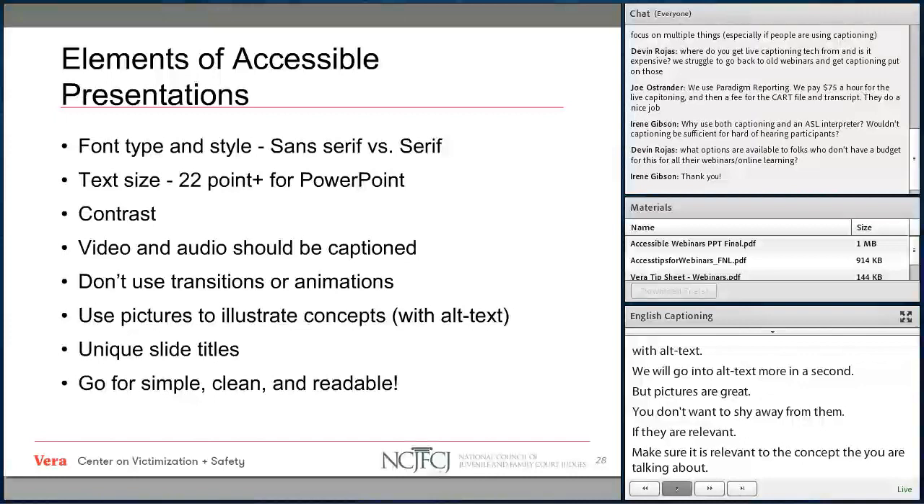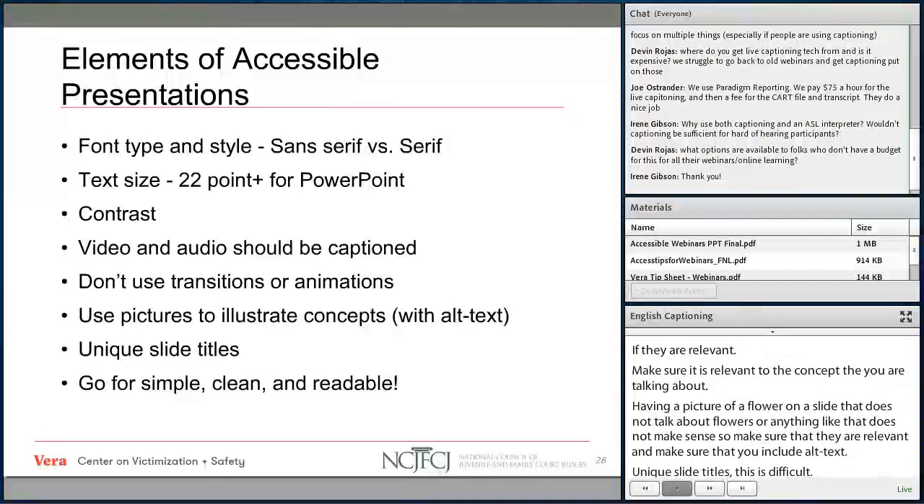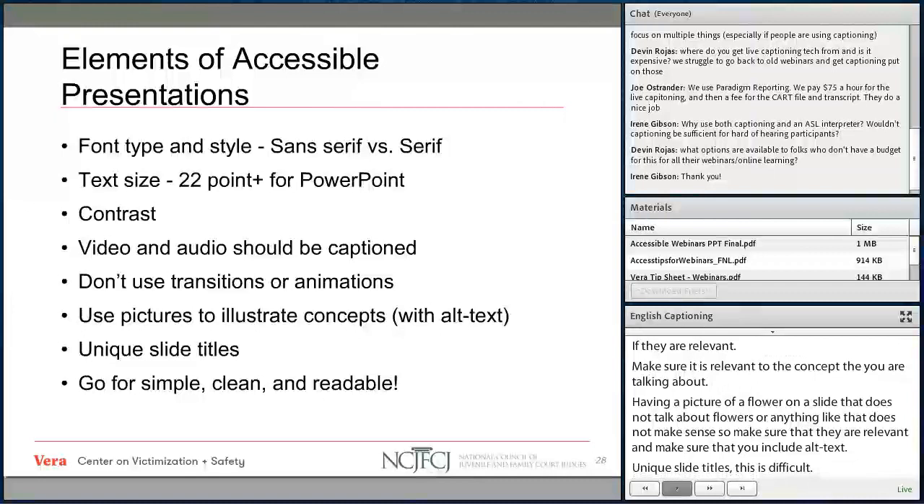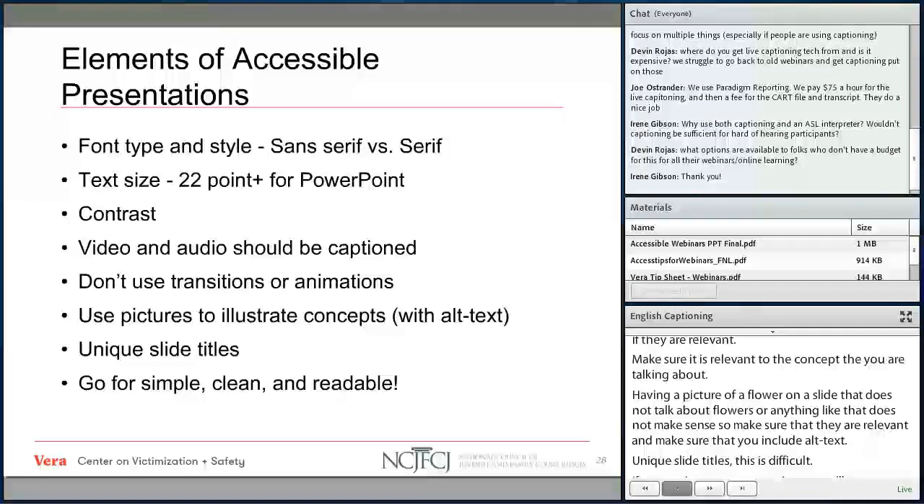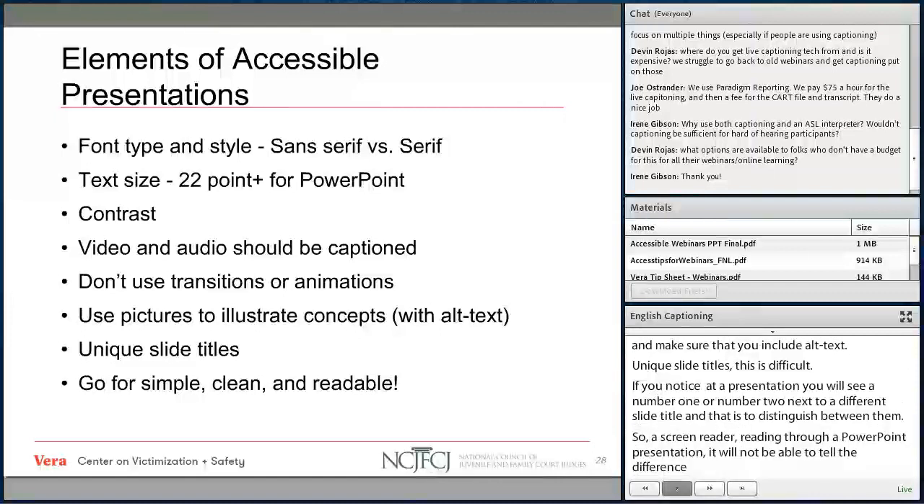Unique slide titles. I know this one's difficult. If you notice throughout our presentation, you'll see a number 1 or a number 2 next to different slide titles, and that is to distinguish between them. A screen reader, when it's reading through a PowerPoint presentation, essentially won't be able to tell the difference between different slides if you don't have different slide titles. And that is a feature that is built into PowerPoint that the screen reader uses.